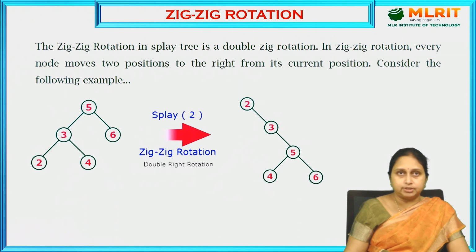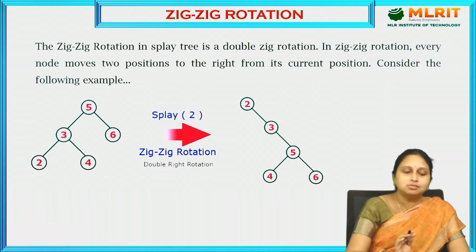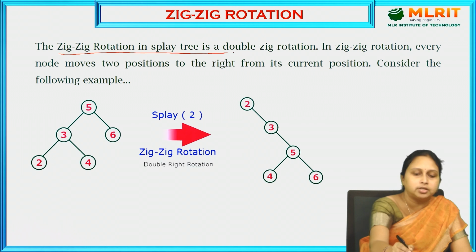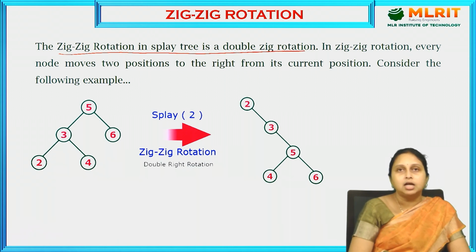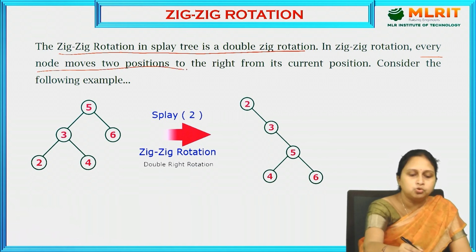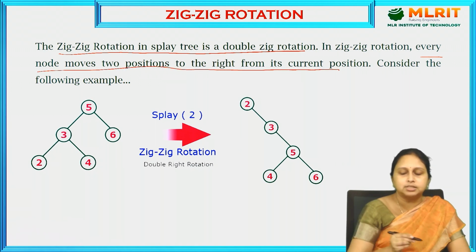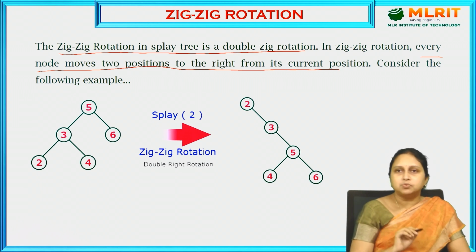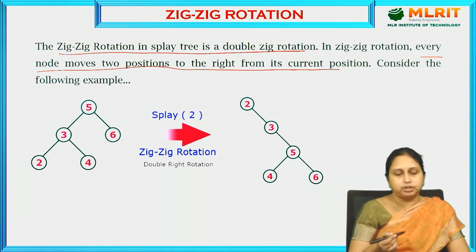For zig zig rotation, zig is right rotation and zag is left rotation. Now here we need to perform zig zig rotation. Zig zig rotation in a splay tree is nothing but double zig rotation, and here every node moves 2 positions to the right from its current position. In the previous case, we have seen only one right position we have moved, or one right rotation we have done. But here in zig zig rotation, it is going to do 2 rotations, right?